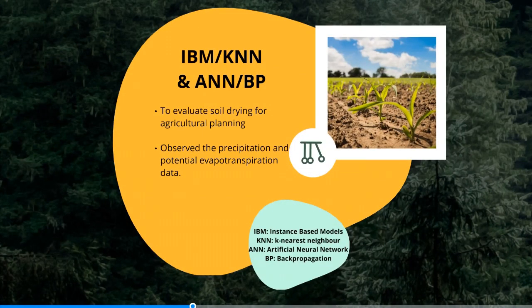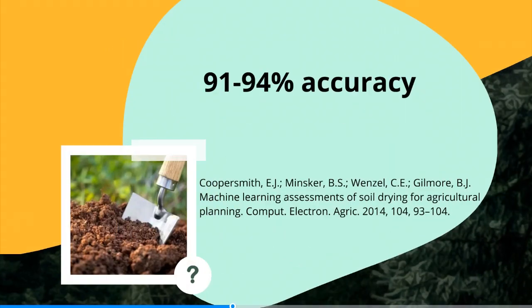First, instance-based models or k-nearest neighbor and artificial neural network or backpropagation are being compared in evaluating the soil drying for agricultural planning. The models learn the precipitation and potential evapotranspiration data and are able to assess the soil drying in a particular region accurately, up to 91 to 94%.